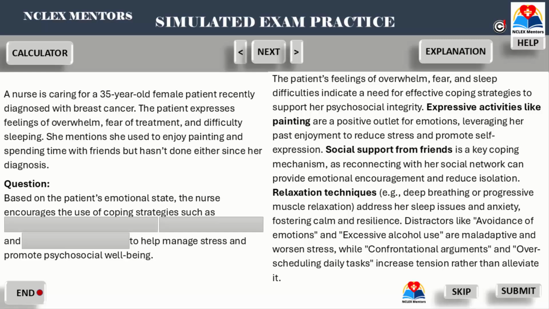In short, for this 35-year-old patient newly diagnosed with breast cancer, the nurse should recommend expressive activities like painting to provide an emotional outlet and promote self-expression. Social support from friends to reduce feelings of isolation and encourage emotional resilience. Relaxation techniques to improve sleep and reduce anxiety.